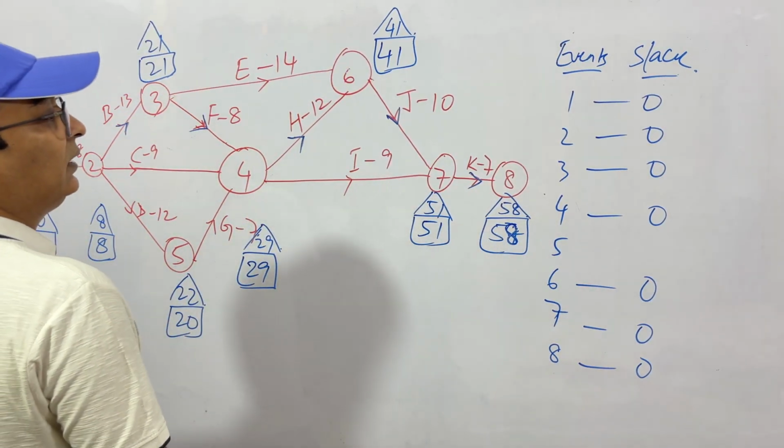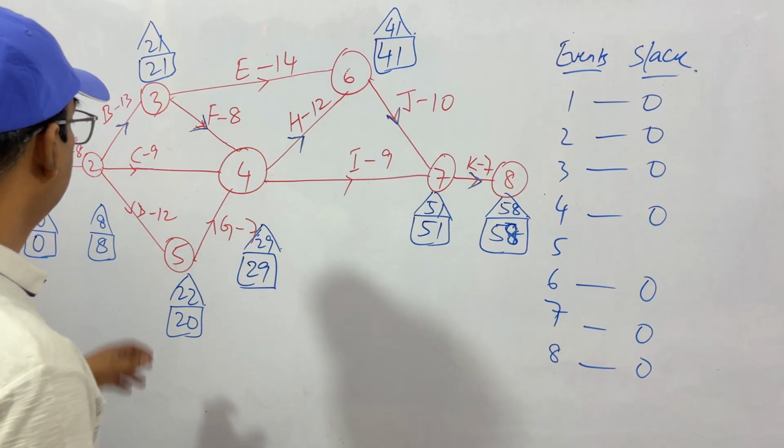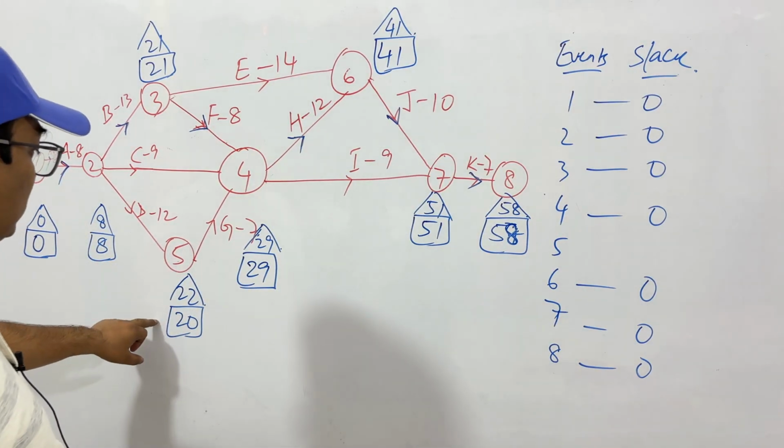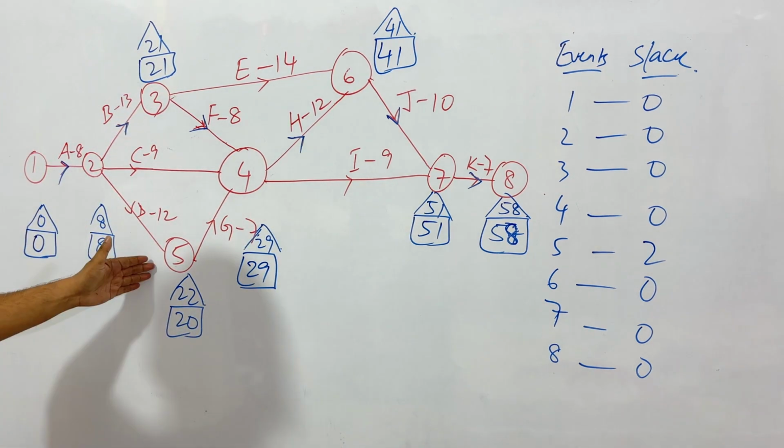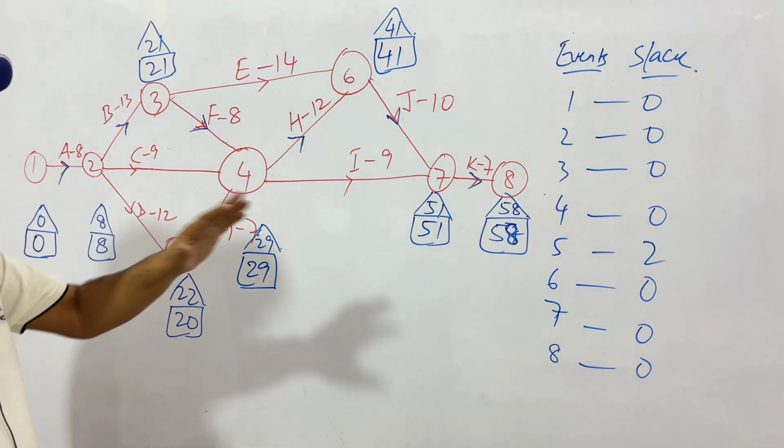Now the only event left is 5. Where is 5? 5. 22 minus 20, that is 2. You have a slack of 2 days here. You can delay this event by 2 days. This is the meaning of slack.